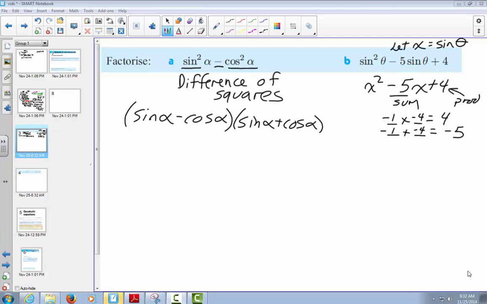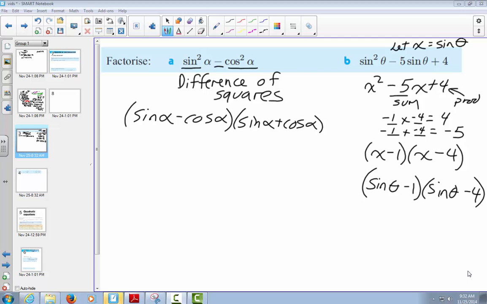So, there's no number in front of the x squared, so I can go straight to a solution of x minus 1, x minus 4. But remember, x is sine theta. So it's actually sine theta minus 1, sine theta minus 4. Kind of tricky, but you got to make the connection and realize, okay, this is just basic old algebra. Forget about the fact it's sine, and we can solve.